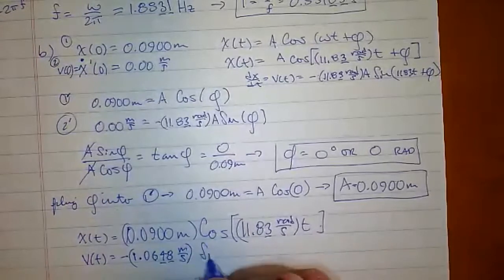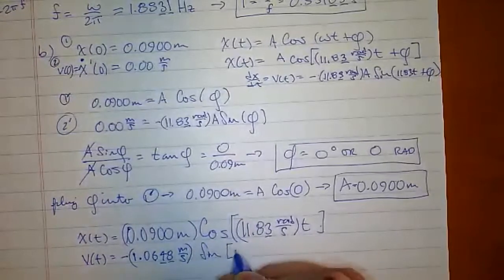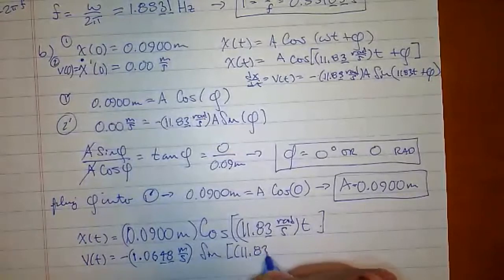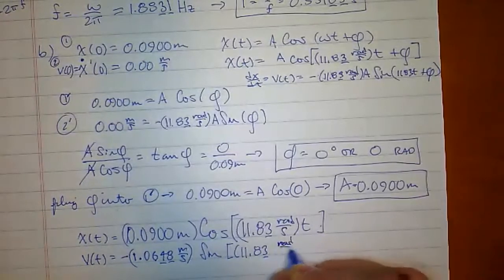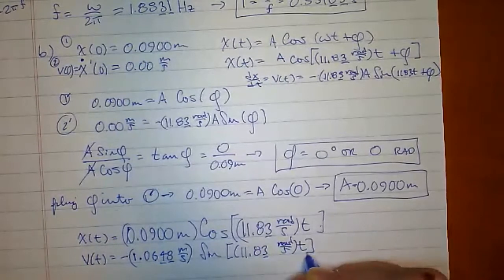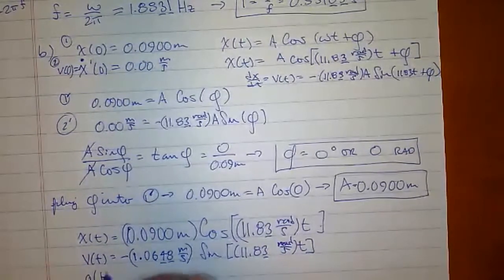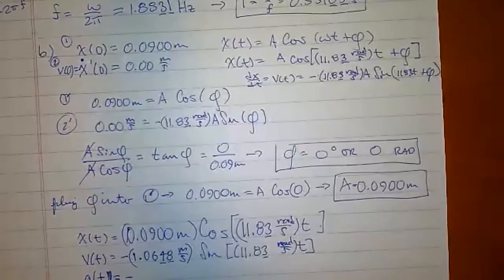And that's times the sine of 11.83 radians per second times t. And then finally we get a of t is equal to negative, now I multiply this by 0.09 again, so I'll say times 0.09, or excuse me, times 11.83.